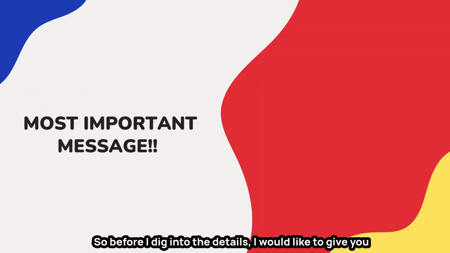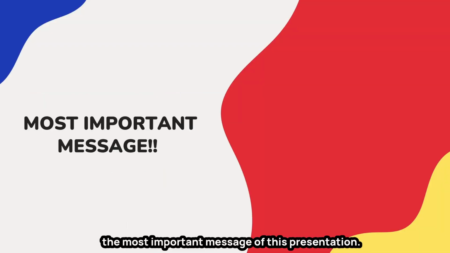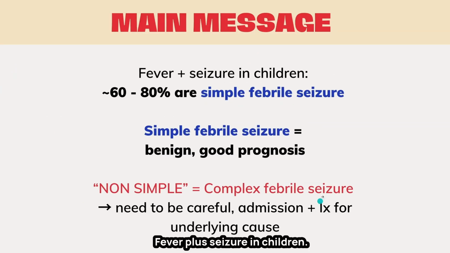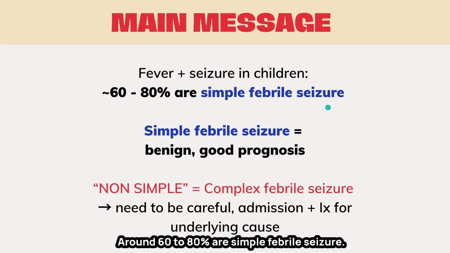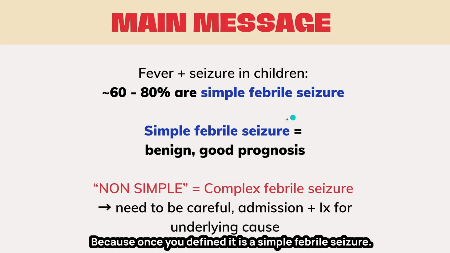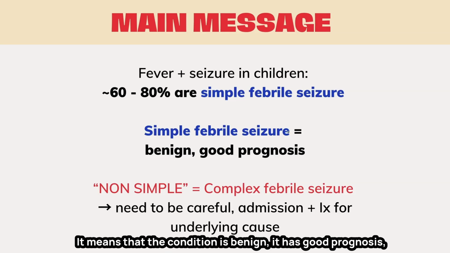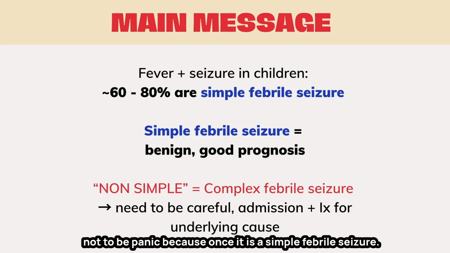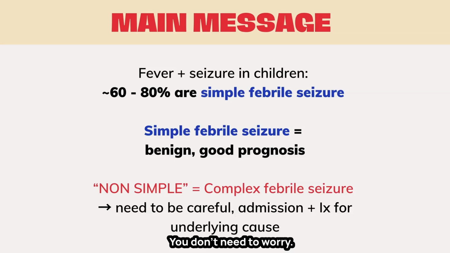Before I dig into the details, I would like to give you the most important message of this presentation. Fever plus seizure in children: around 60 to 80% are simple febrile seizure. This is a very important term. You need to remember that. Simple febrile seizure. Why is it important? Because once you define it as a simple febrile seizure, it means that the condition is benign. It has a good prognosis. And that's why in the beginning of the presentation, I told you not to panic. Because once it is a simple febrile seizure, you don't need to worry.